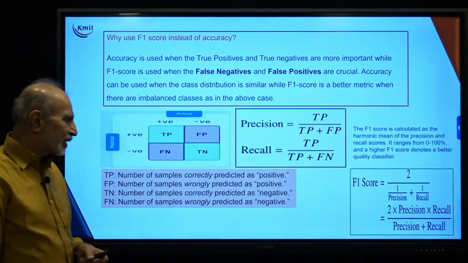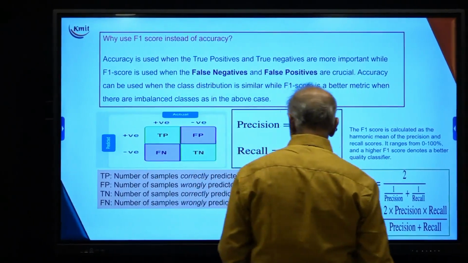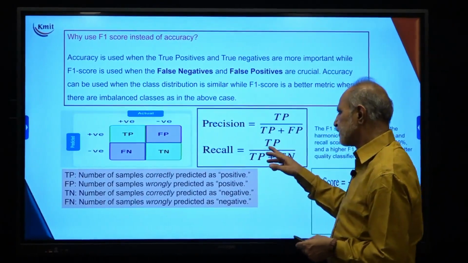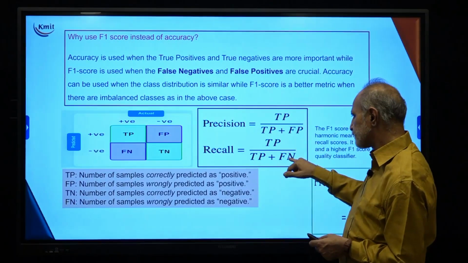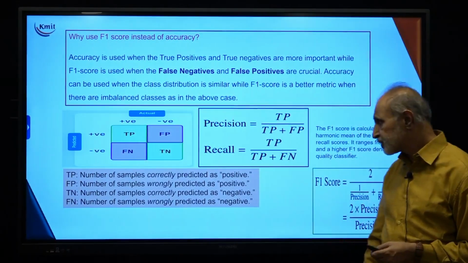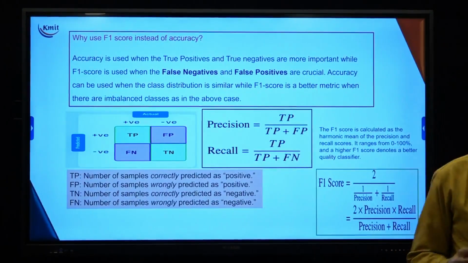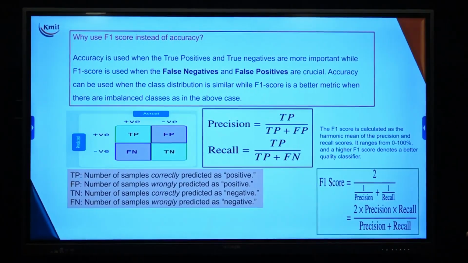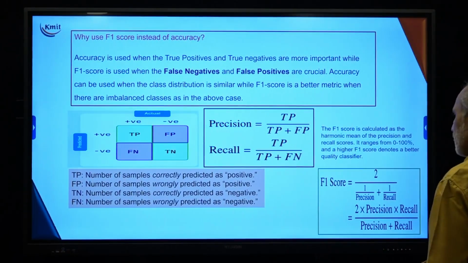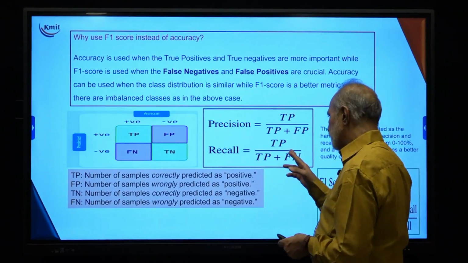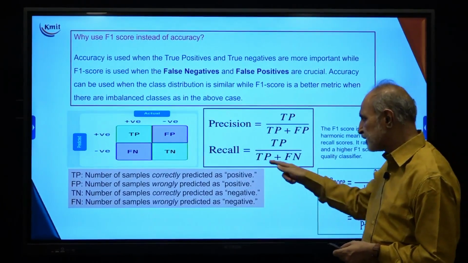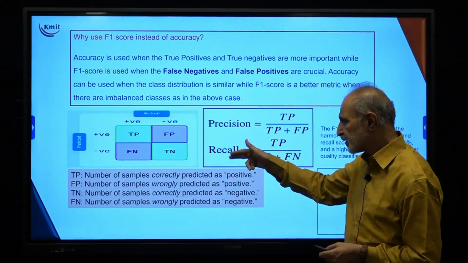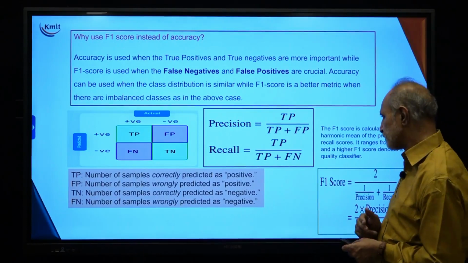Now, if you look at the denominators, you can see that true positive is common, and here we have false positive and false negative. That means precision tells me how accurate I am in terms of the positives, and recall tells me how well I capture the actual positives. So, that is the meaning of precision and recall in our metric measurement.